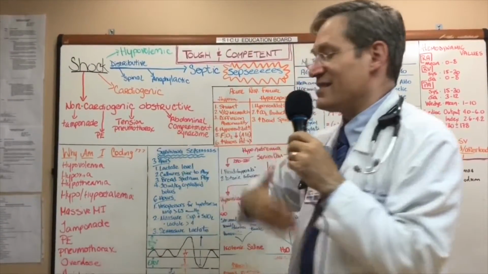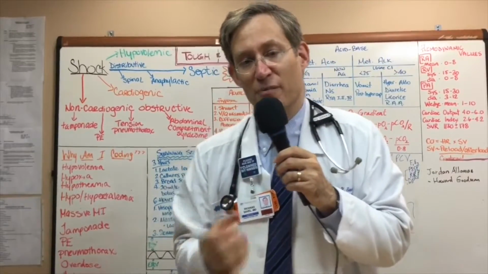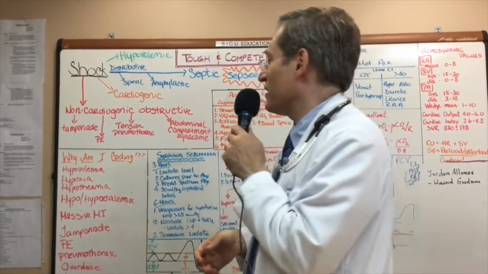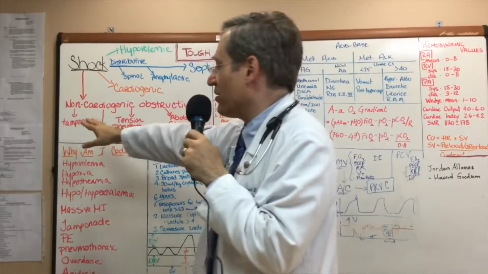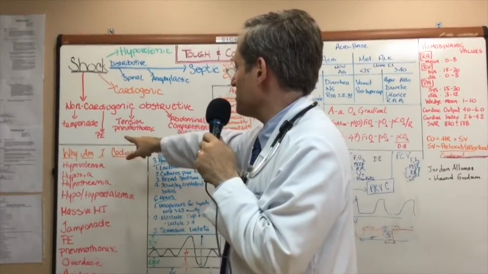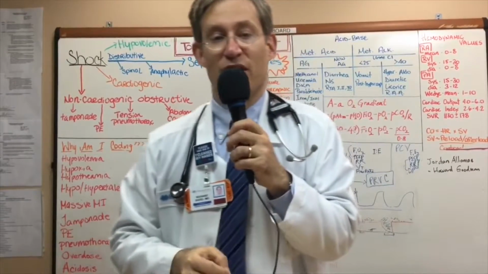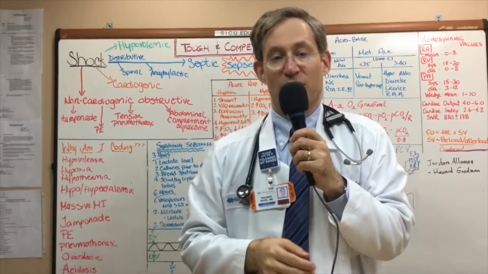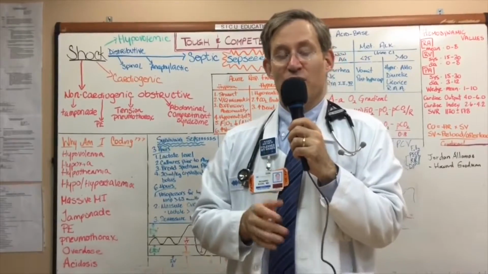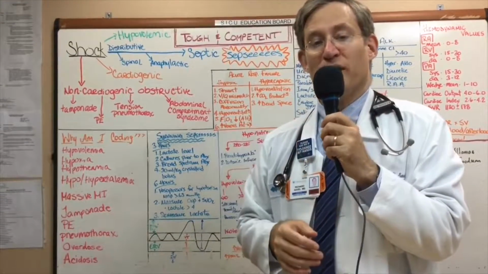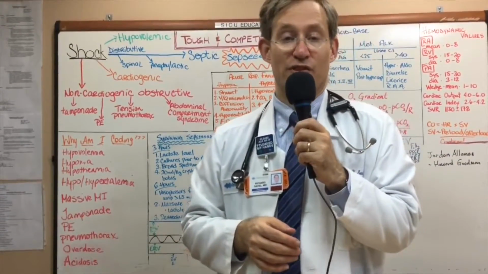Non-cardiogenic obstructive shock is as though there's pump failure, but fundamentally the heart is working fine. Examples include pericardial tamponade, pulmonary embolism, tension pneumothorax, and importantly, especially in this intensive care unit, the abdominal compartment syndrome. It's very important that you keep these in mind when you're caring for a patient who's meeting criteria for shock.